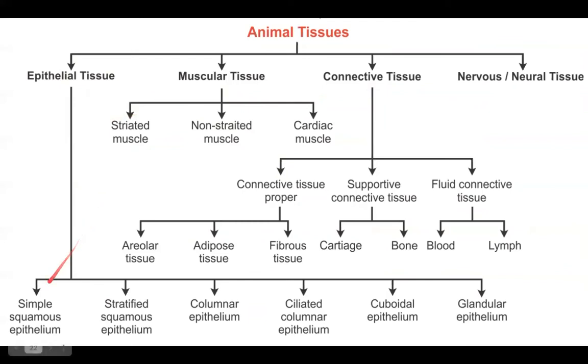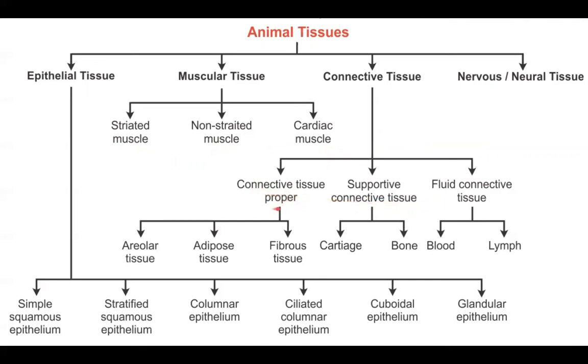The epithelial tissue is simple squamous or stratified squamous, columnar, ciliated columnar, cuboidal, and then the glandular epithelial tissue. The muscular tissue is striated, non-striated, and cardiac. Striated are the skeletal muscles, non-striated are the smooth muscles. The cardiac muscles are found in the heart. The connective tissue is divided into connective tissue proper, supportive connective tissue, and fluid connective tissue.